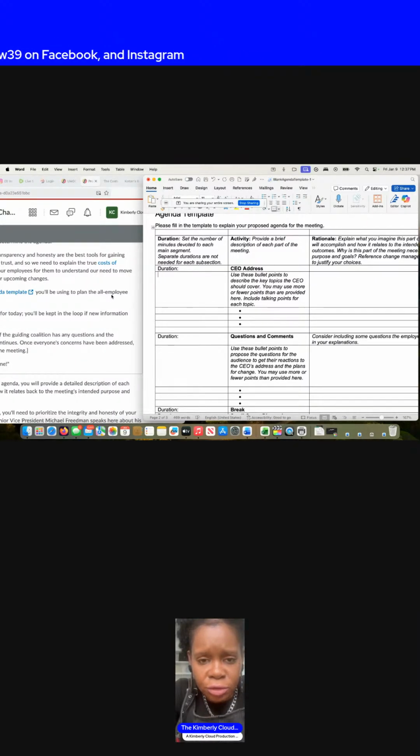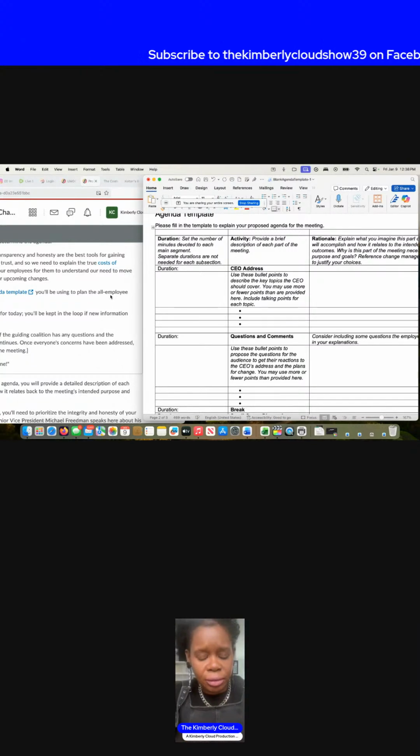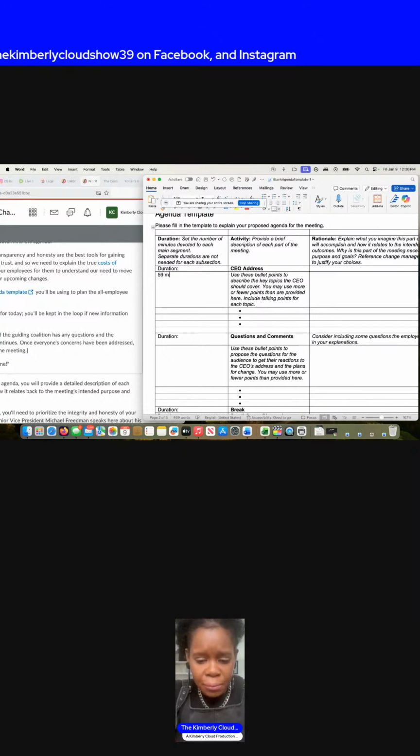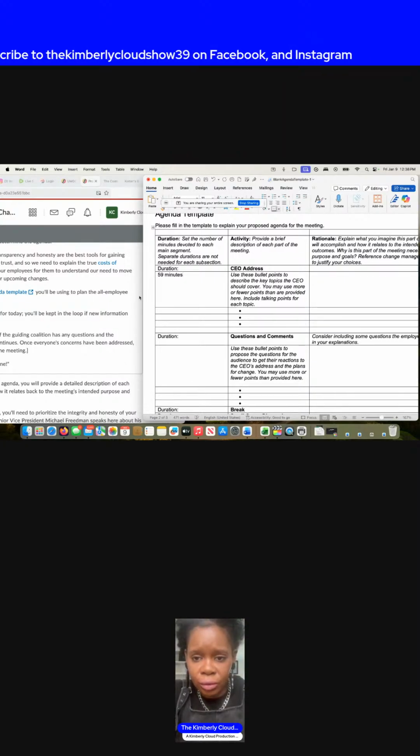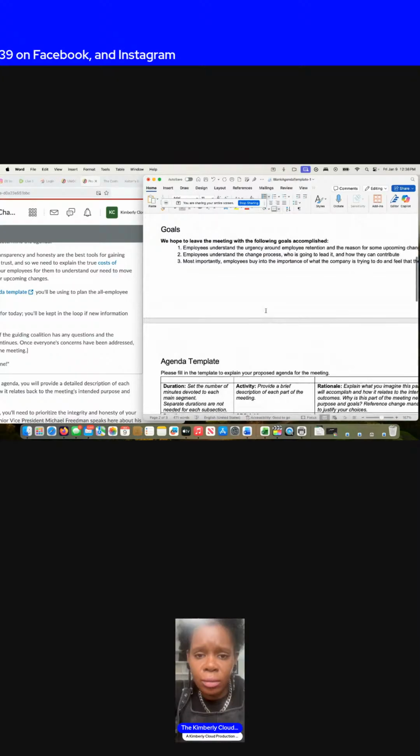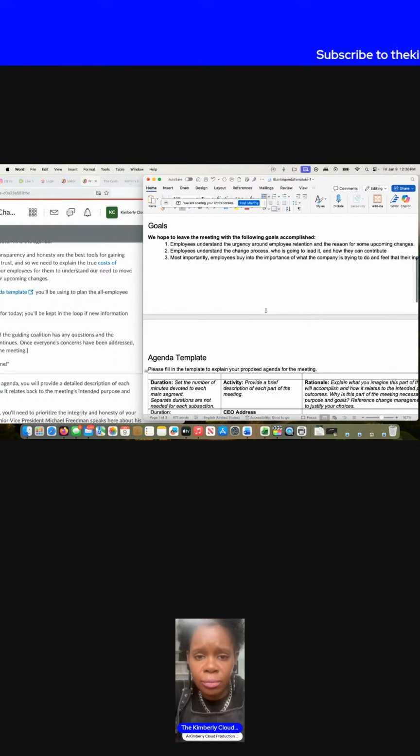Set the number of minutes devoted to each main segment. Separate durations are not needed for each subsection. This would, okay, so this would be a 59-minute meeting. The subject will be on, go back up. Okay. Employee retention.